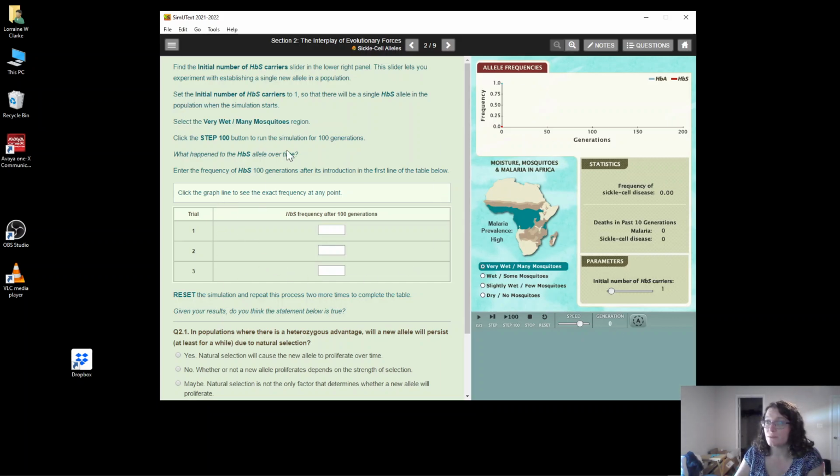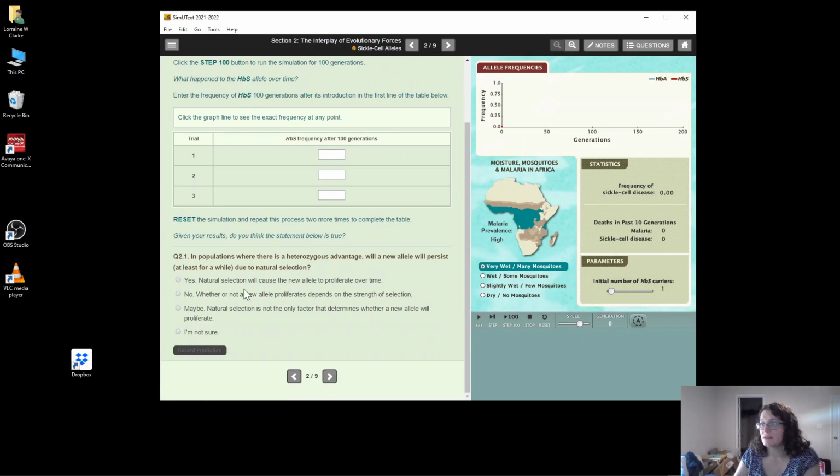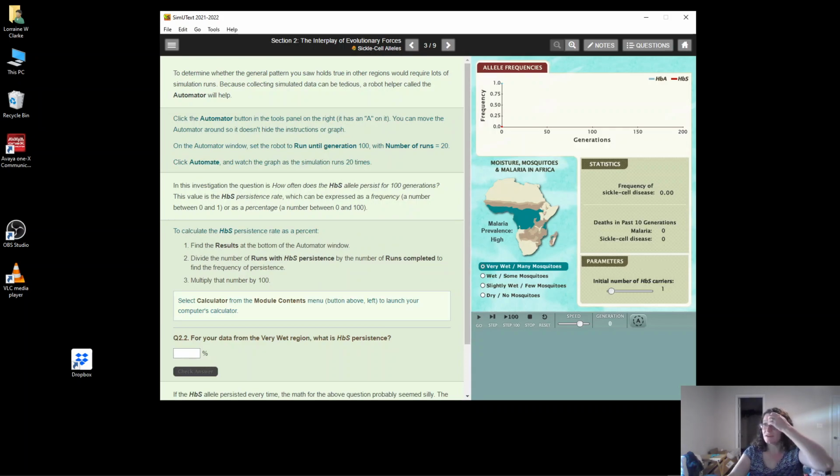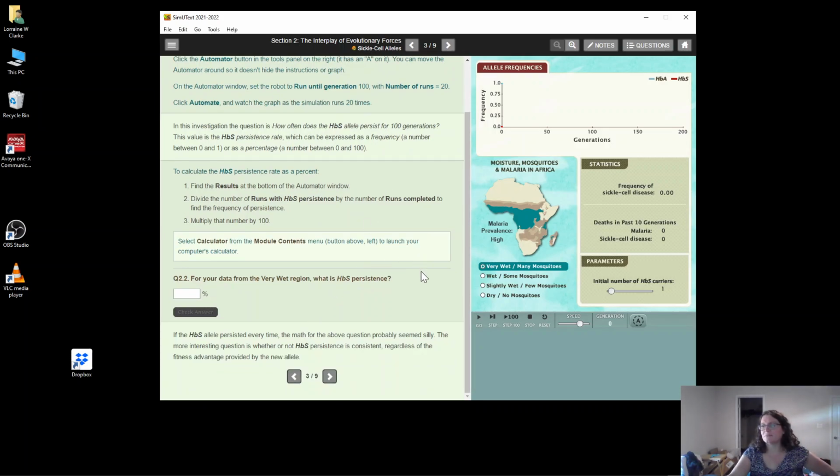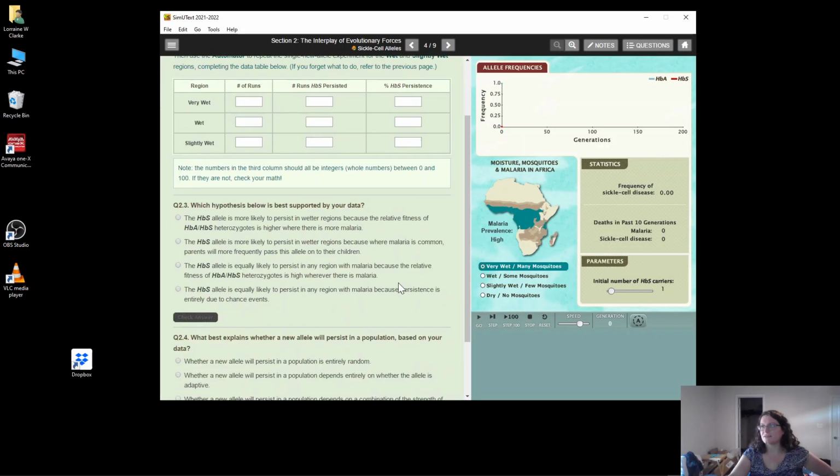So just run through them, okay? Trial 1, trial 2, trial 3, okay? And then see those patterns and see if natural selection actually impacts them, okay? All right. What is persistence? So this is talking about persistence.